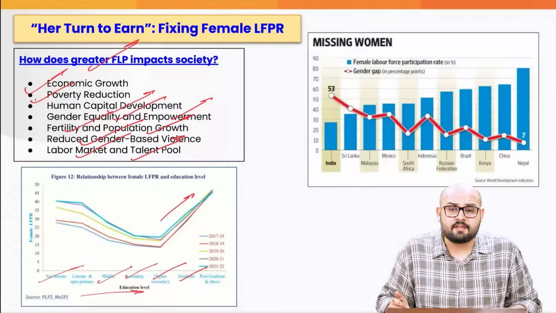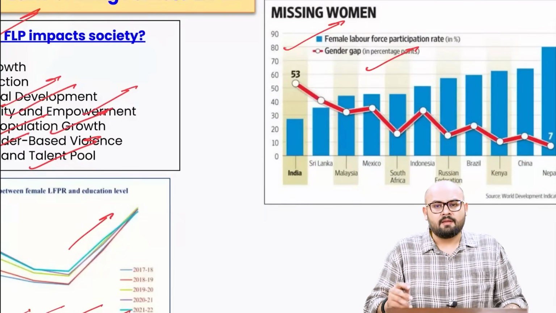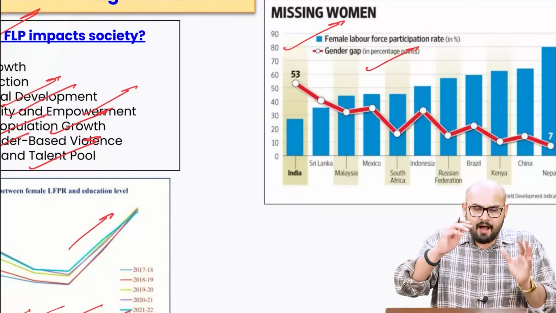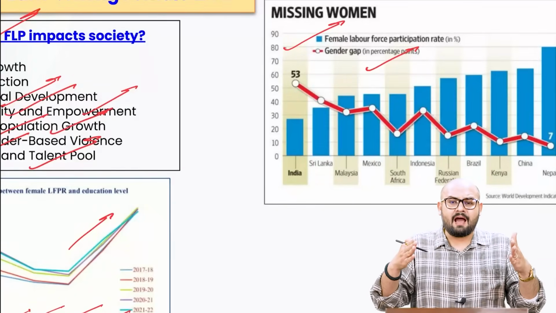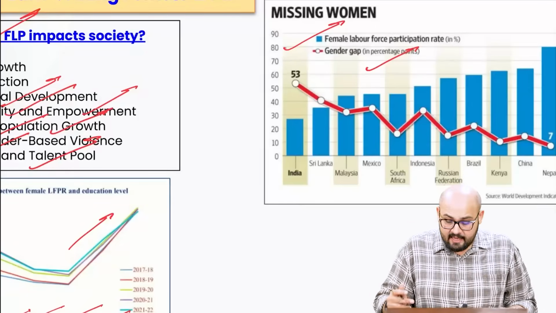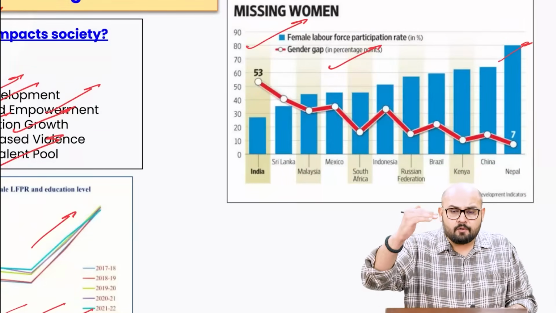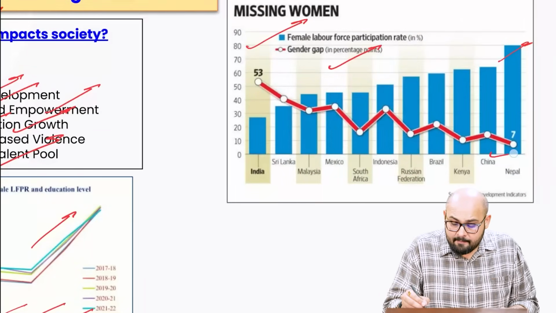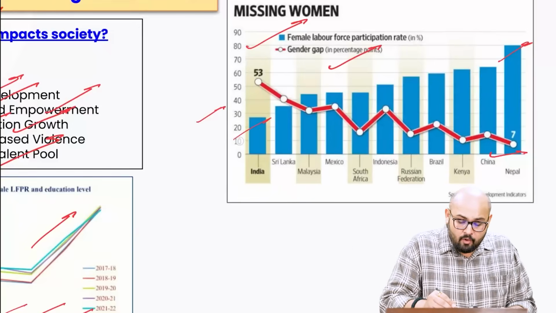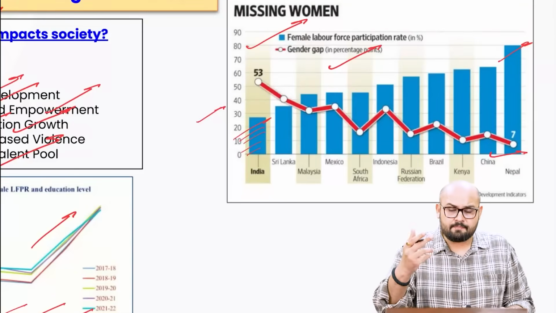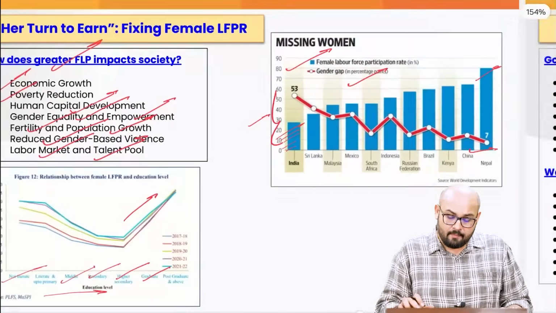The next aspect is with respect to the relationship between the female labor force participation rate and the gender gap. Now, it beautifully describes how, when we have an increase in the female labor force participation rate, we have a narrowing down of the gender gap. Again, very important. Look at this. We have countries like Nepal, which have quite a good labor force participation rate. Look at the numbers with respect to the gender gap over here. And look at India, where we have a low labor force participation rate with respect to females, and we have a huge gender gap. So this is a kind of correlation which you must understand.